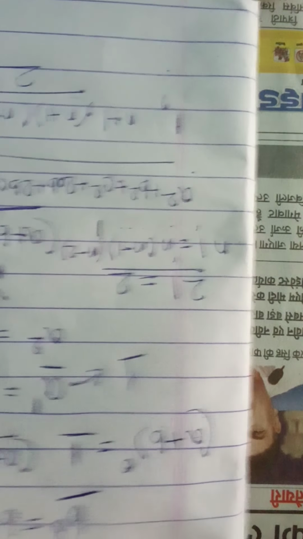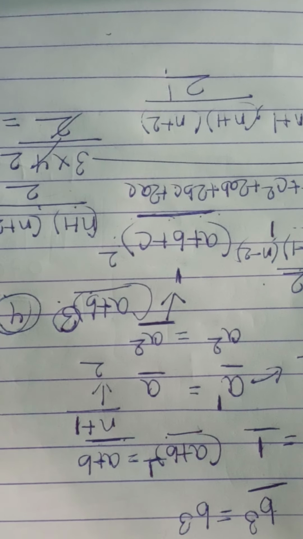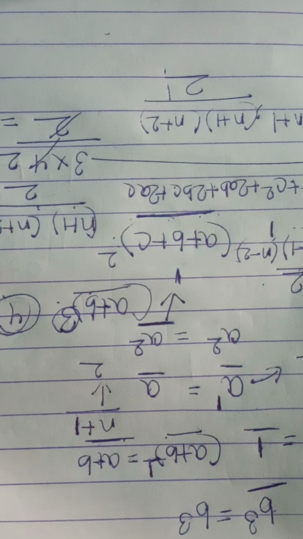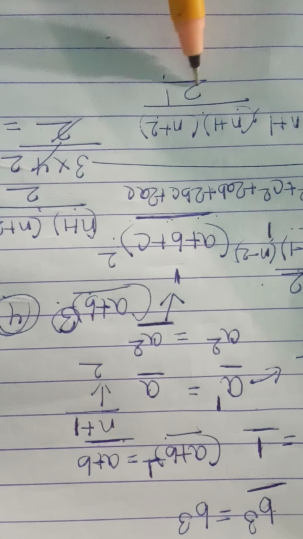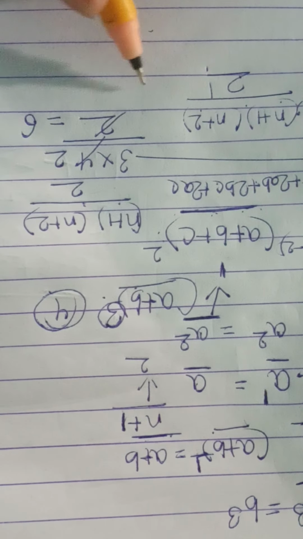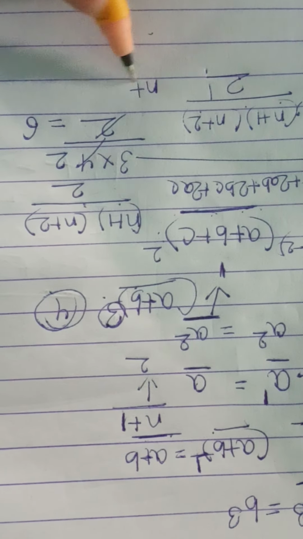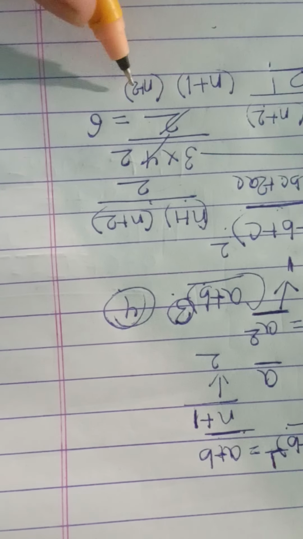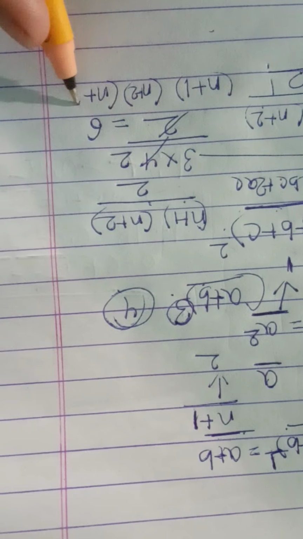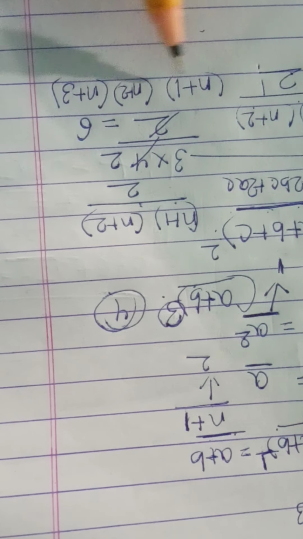Similarly, for 3 digit expansion we find that the number of terms is (n plus 1)(n plus 2) by 2 factorial. For 4 digit expansion similarly we can also write (n plus 1)(n plus 2)(n plus 3) by 3 factorial.